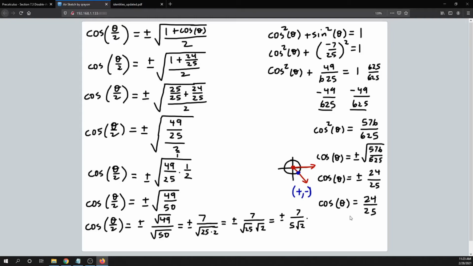And then finally, to reduce it down and get that radical out of the bottom, I would go ahead and rationalize by multiplying top and bottom by square root 2. On top, I get 7 square roots of 2. On the bottom, I get 5 square roots of 2 times square roots of 2, which is 5 times 2. I'm going to erase some of this because it's getting kind of crowded.